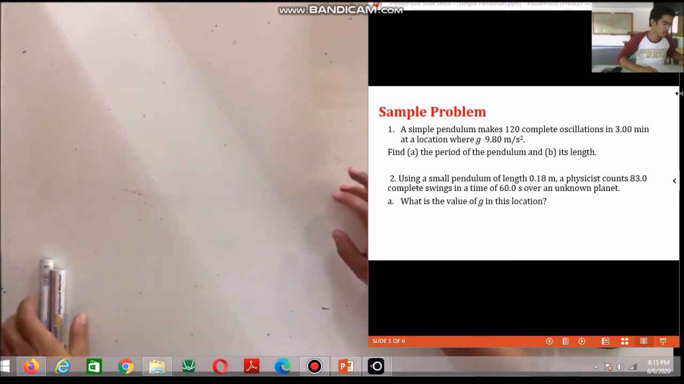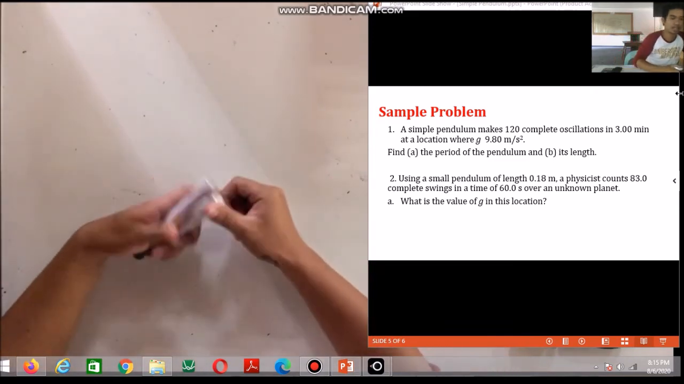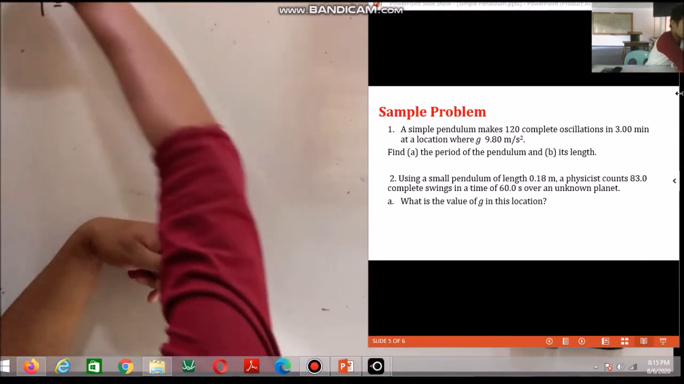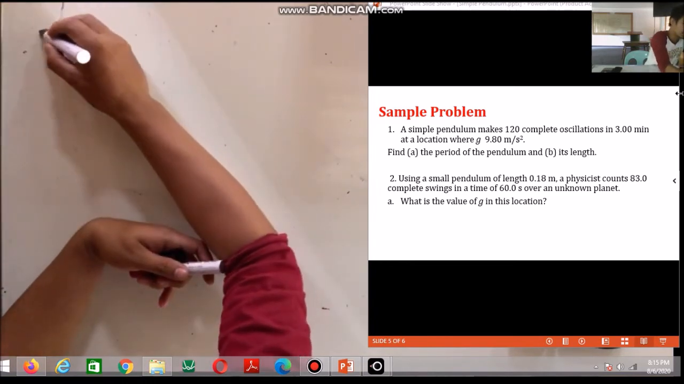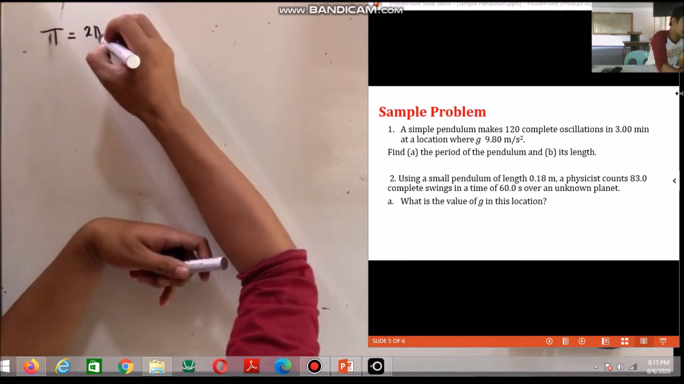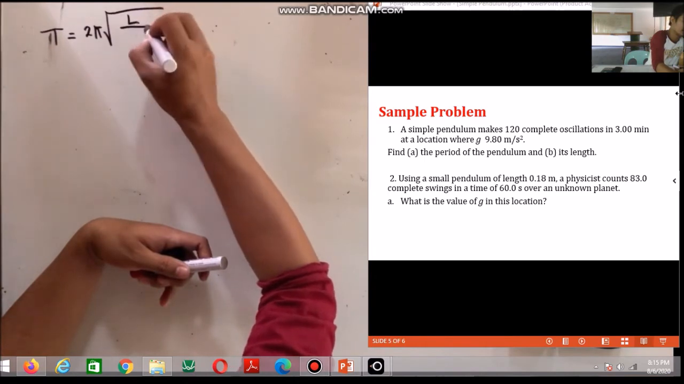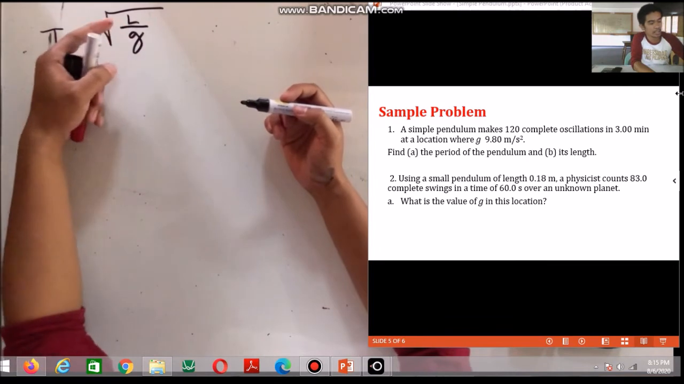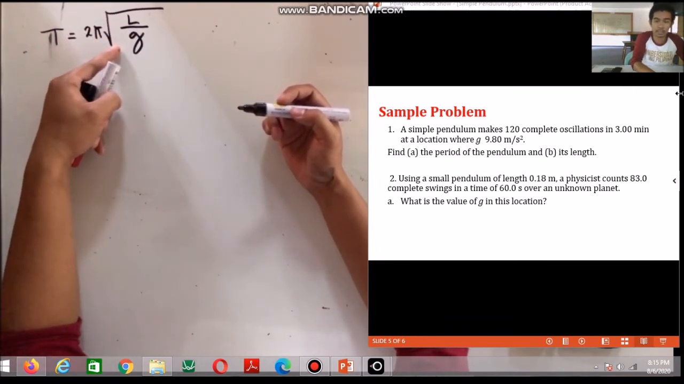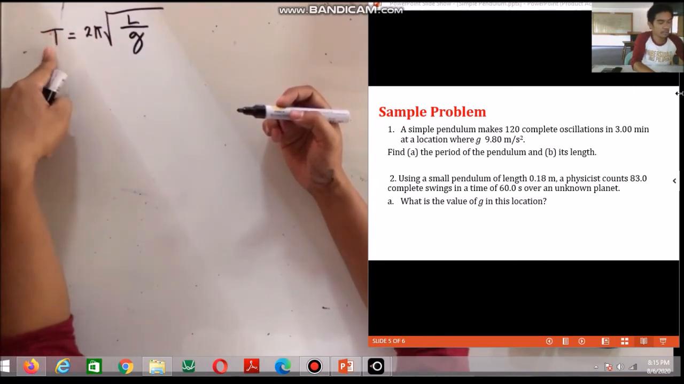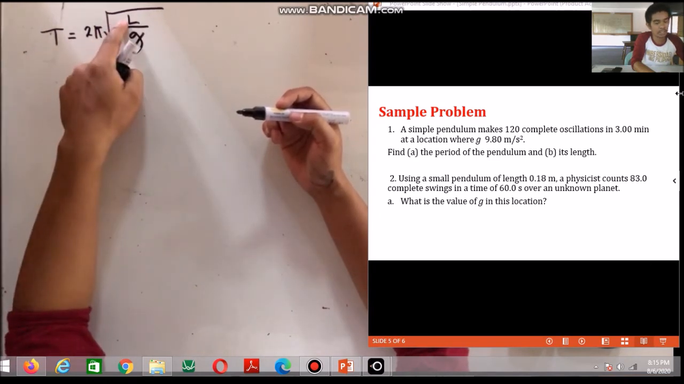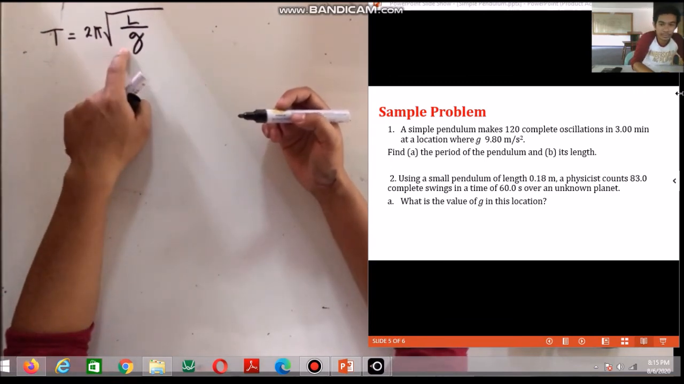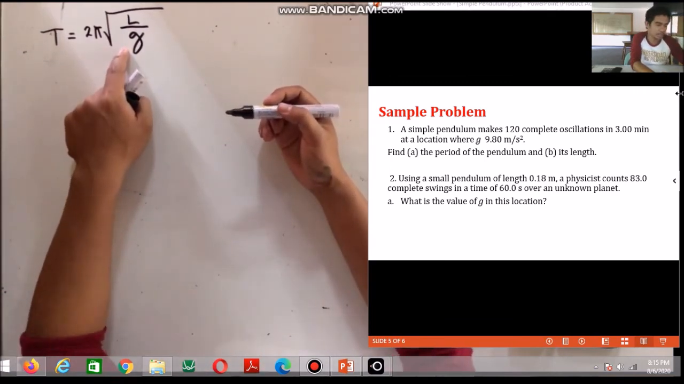Alright, so let us obtain the equation of g. The period is 2 pi times the square root of the length of the pendulum over the acceleration due to gravity. The period is dependent on the length of the string, or length of the pendulum, and the acceleration due to gravity. We will look for the equation of the acceleration due to gravity.